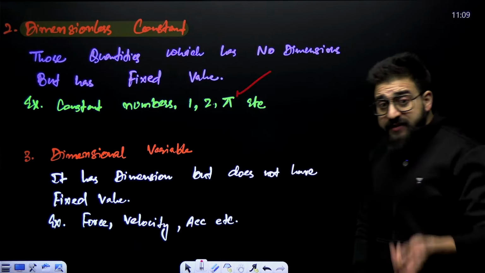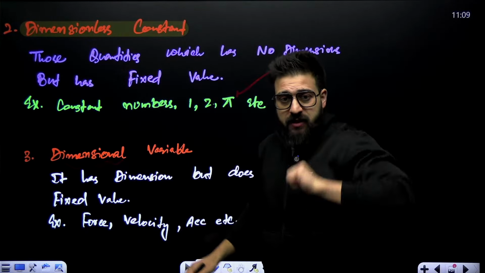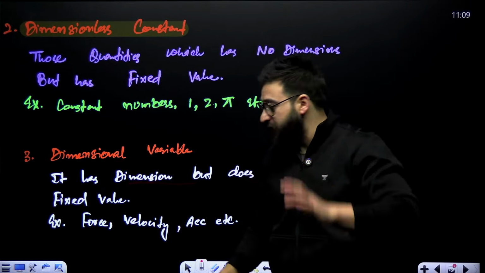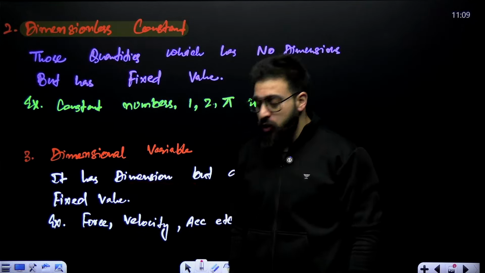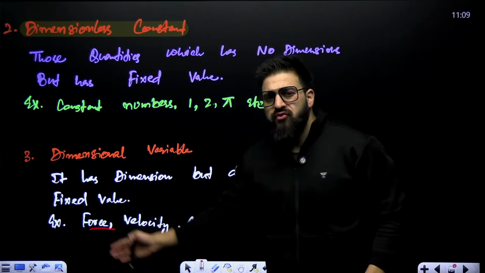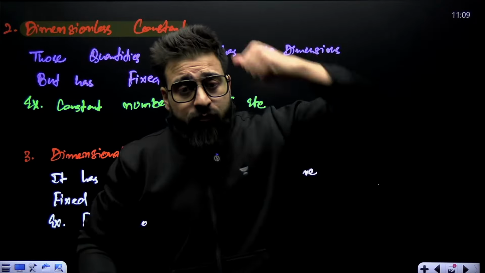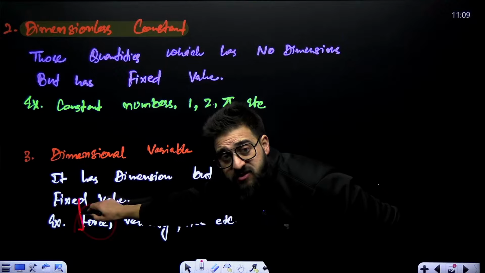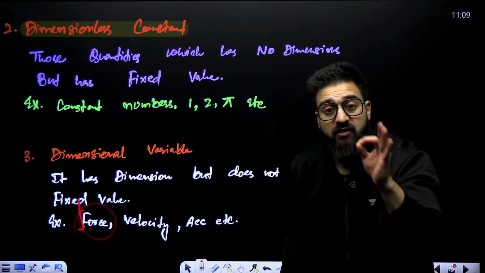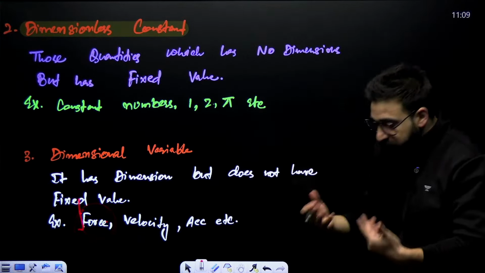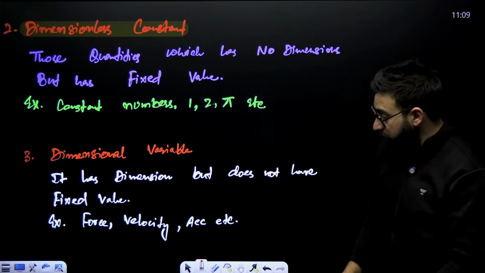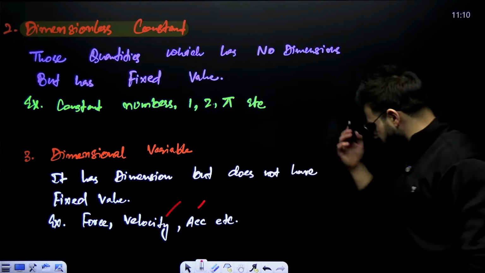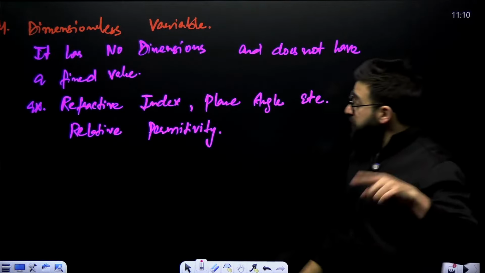Okay. Then we say dimensional variable. What is dimensional variable? We say it has dimensions but does not have a fixed value. Guys, force can be 10 Newton also, 20 Newton also, 50 Newton also, 0 also. So the value of force can be anything. It's a variable. But it has got a dimensional formula. That variable which has dimensional formula and its value is not fixed. Velocity, acceleration. Next, dimensionless variables.